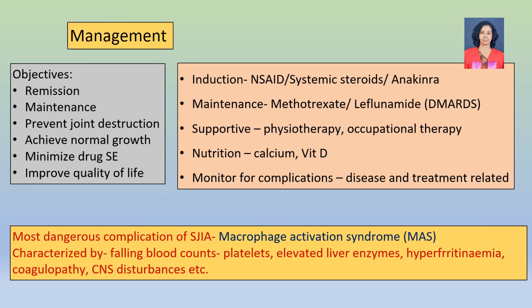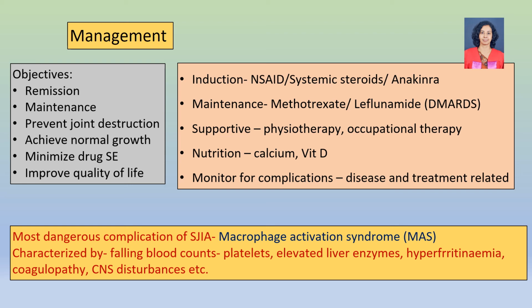Okay, how are we going to manage this patient now? The principles of management would be to induce remission and then continue to maintain the child in remission. And at the same time, we need to aim at preventing joint destruction and long-term joint deformities and things like limb shortening. And also we need to achieve normal growth of the child, normal height potential. We need to minimize the drug side effects because our patient will need treatment with drugs with various side effects. And finally, our final objective is to improve the quality of life of the patient.